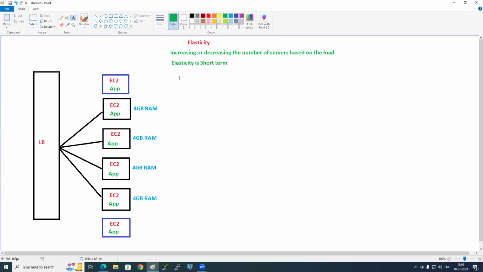Auto scaling means scale out, scale in. Scale out means increasing the number of servers. Scale in means decreasing the number of servers. That is called auto scaling. Now you tell me, what is elasticity? What is auto scaling? Auto scaling is scale out, scale in.